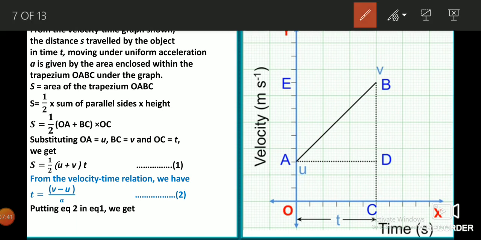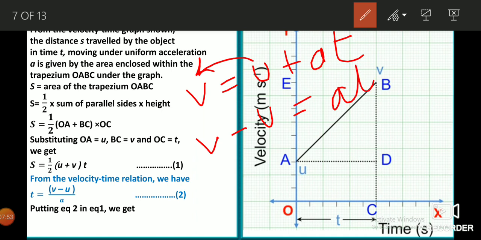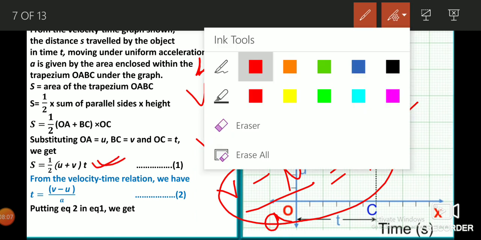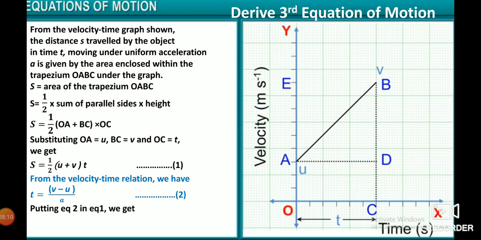The first equation of motion was v equals u plus at. Here, if you shift u over this side, you get v minus u is equal to at. Now, if you shift a over this side, you get v minus u upon a is equal to t. From here, we will substitute the value of t in the given equation. So we are substituting the value of equation 2 in equation number 1, and what we get? We get s equals half of v plus u into v minus u upon a.